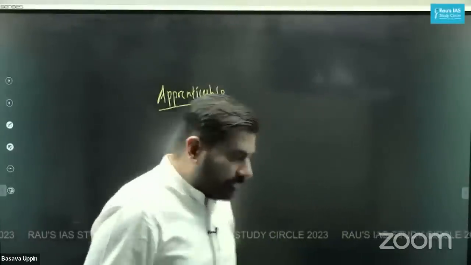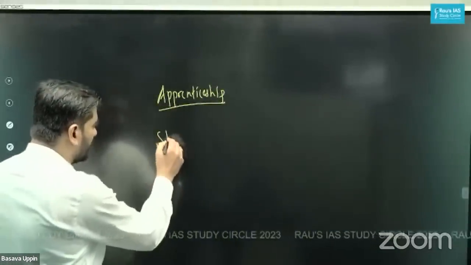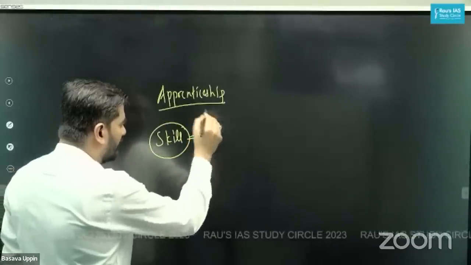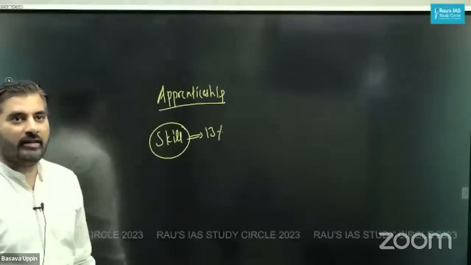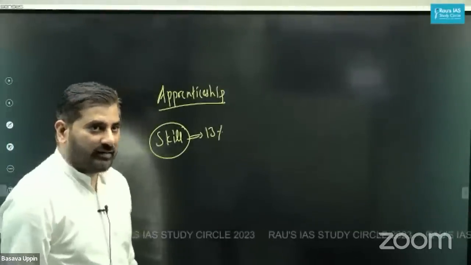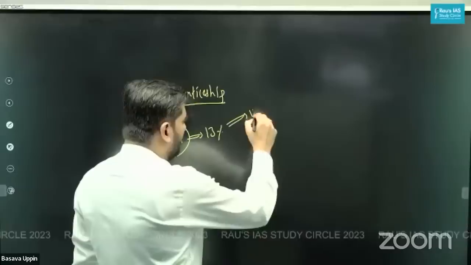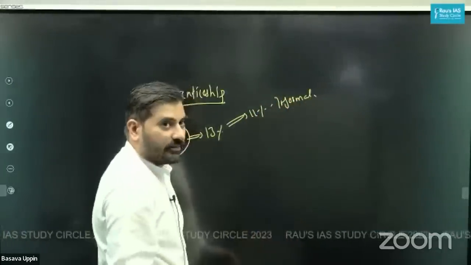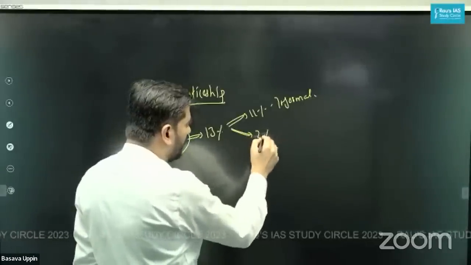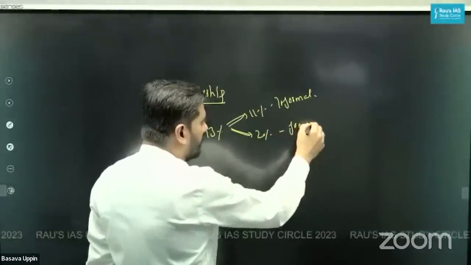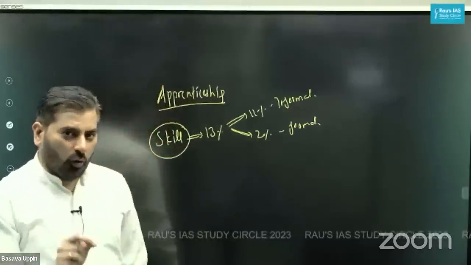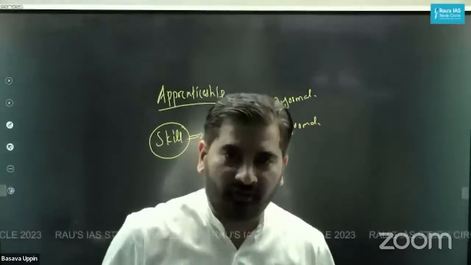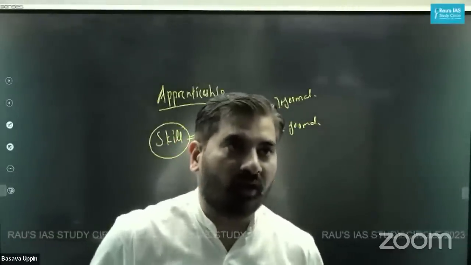Now, when you see the overall penetration of skills in India, it is being said that only 13% of our workforce is skilled. Out of that 13%, 11% of our workforce has informal skills, and just 2% has formal skills. So the overall skill penetration in India, in spite of Pradhan Mantri Kaushal Vikas Yojana, is quite low.